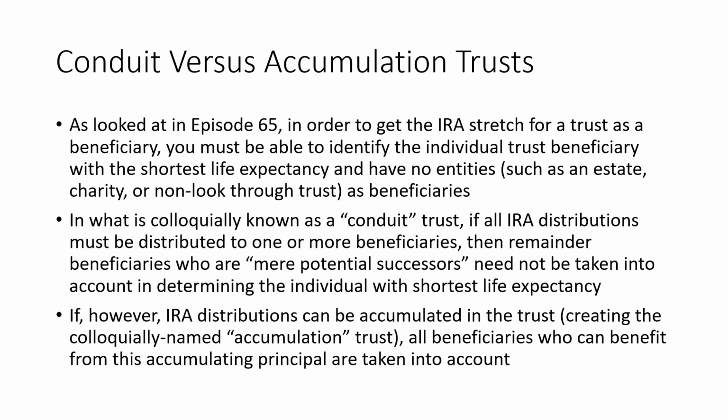Thus, if they have a shorter life expectancy, you don't have to worry about their shorter life expectancy in calculating the RMD. However, if the IRA distributions can be accumulated in the trust, this creates principal of the trust, and really the standard of the regulation is that if any principal can be accumulated for remainder beneficiaries, and by implication that principal consists of IRA distributions, then all beneficiaries who can benefit from this accumulating principal are taken into account. And that could include every single potential beneficiary under the sun. So, in order to get an RMD stretch, it's usually better to be a conduit trust.